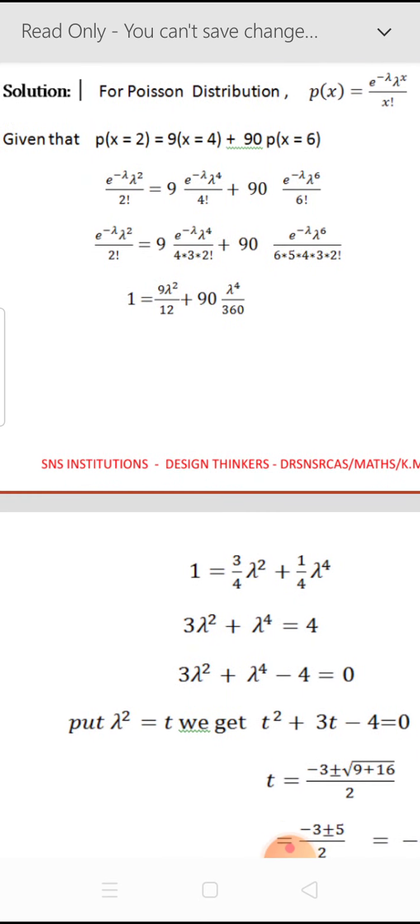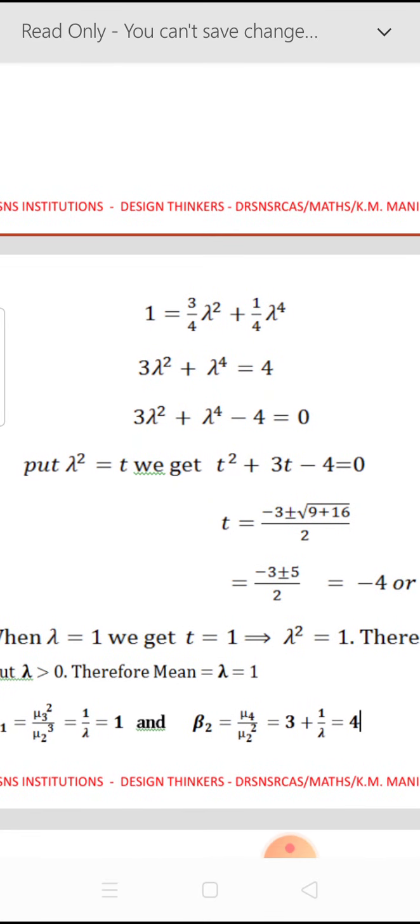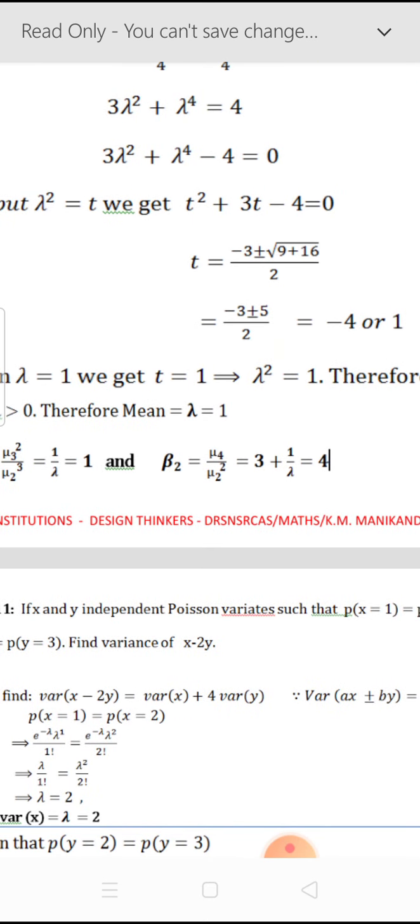Now cancelling 9 and 12 you get 3 by 4 lambda square, plus 90 and 360 cancelling you will get lambda power 4 by 4. Now framing the quadratic equation, you are getting 3 lambda square plus lambda power 4 minus 4 equal to 0. So take lambda square is equal to t. Then you are getting t square plus 3t minus 4 equal to 0. Solving the quadratic equation by applying the formula minus b plus or minus square root of b square minus 4ac divided by 2a, here a equal to 1, b equal to 3 and c is equal to minus 4. By applying the formula you can get the value of t. t is equal to minus 4 or plus 1.